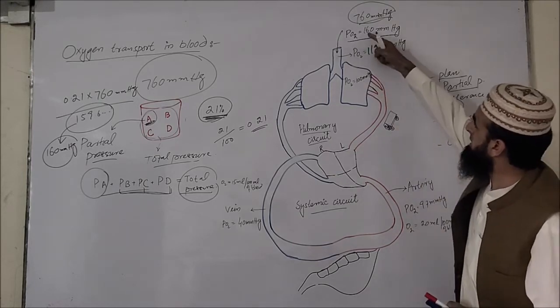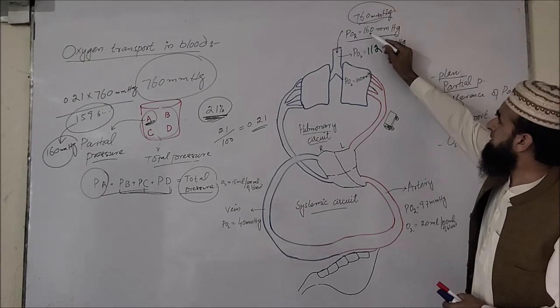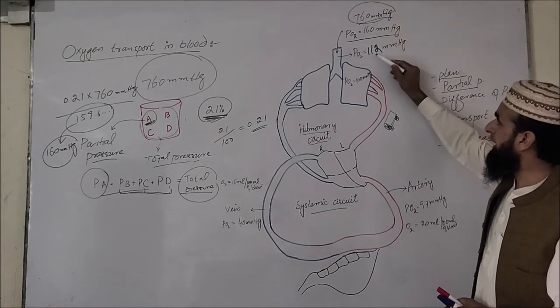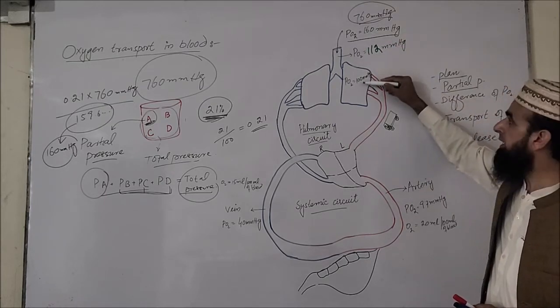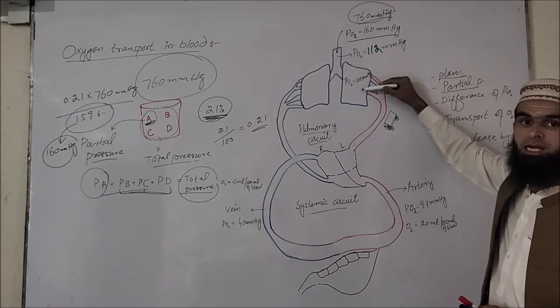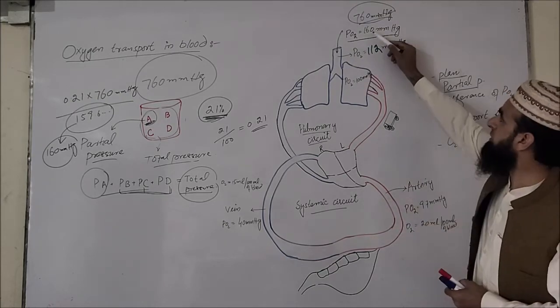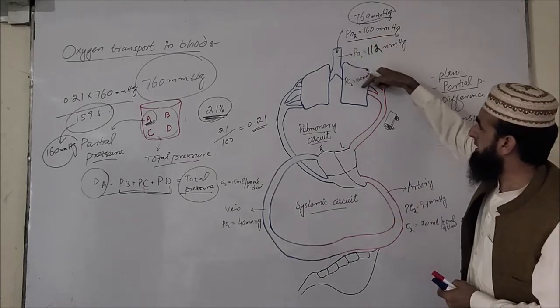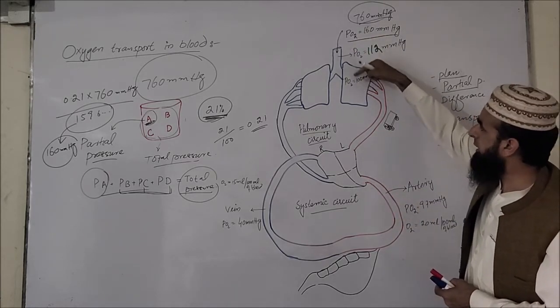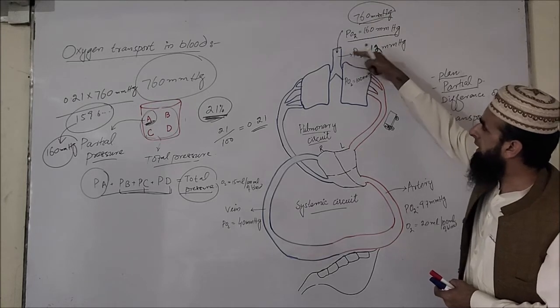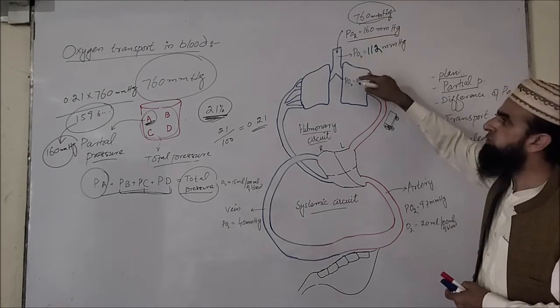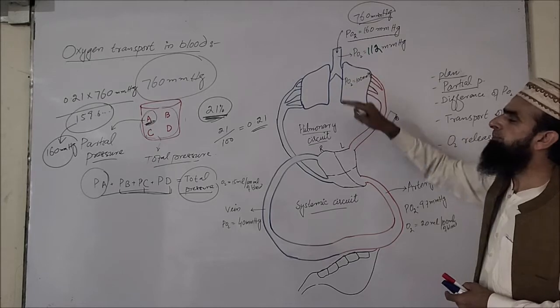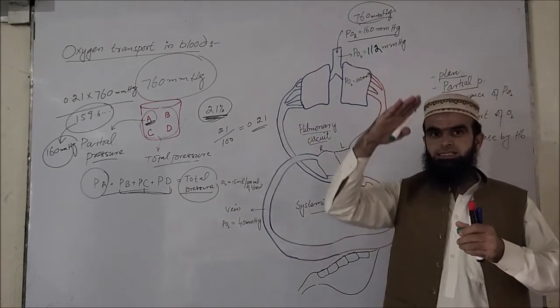Okay, so how does this decrease take place? It is 160 becoming 112, then becoming 100 millimeter of mercury when the air reaches the lungs or the alveoli. So how does this decrease take place? I have told you that during the passage of air into the lungs, a number of water vapors are added to the inhaled air, because of which the partial pressure of the oxygen is reduced.